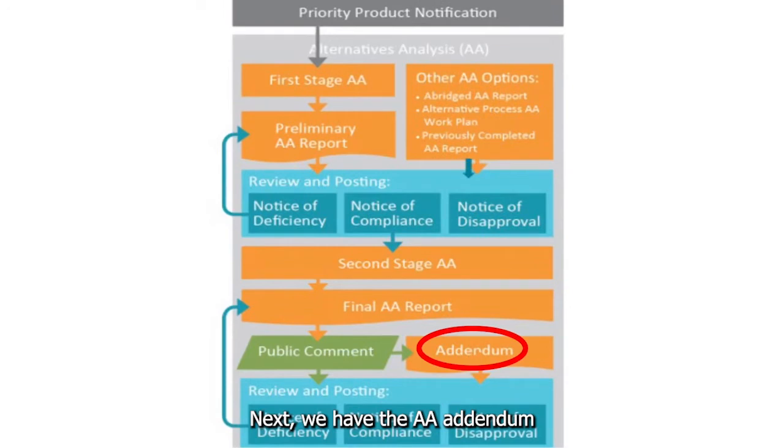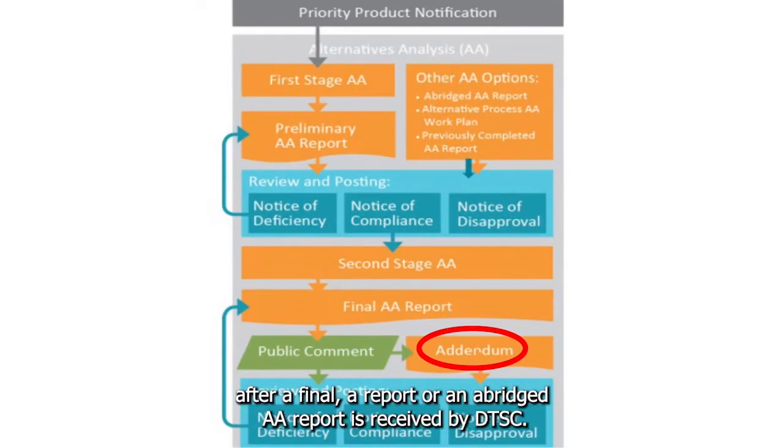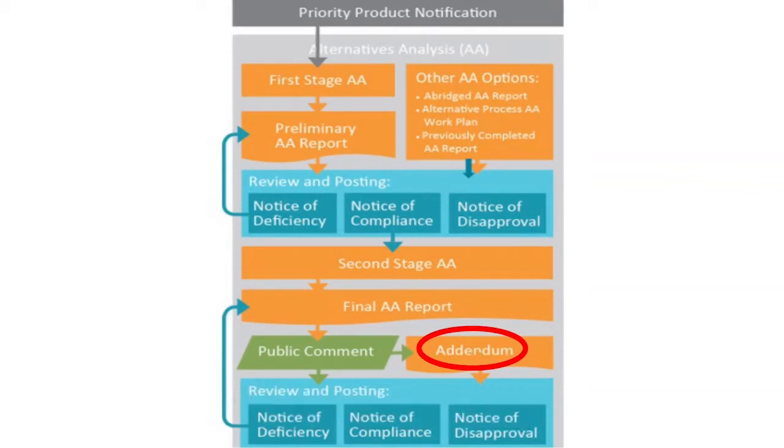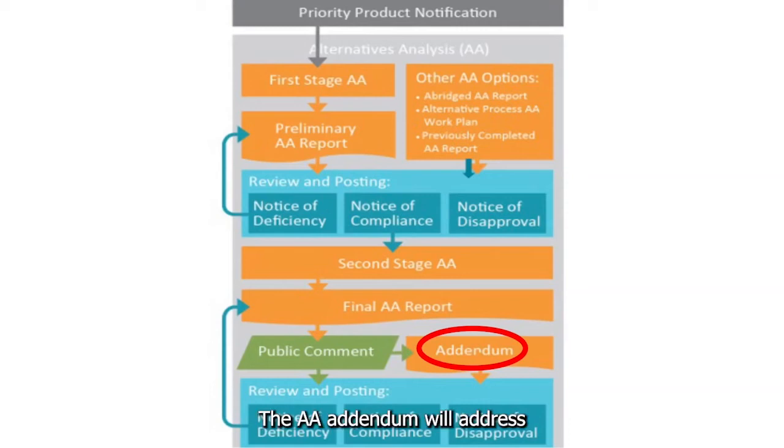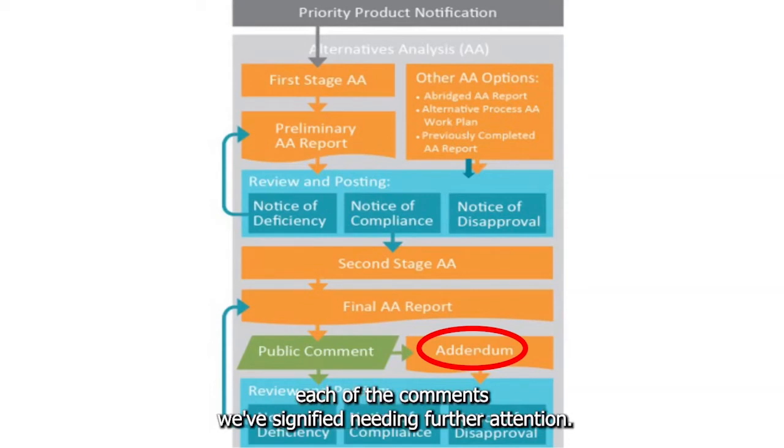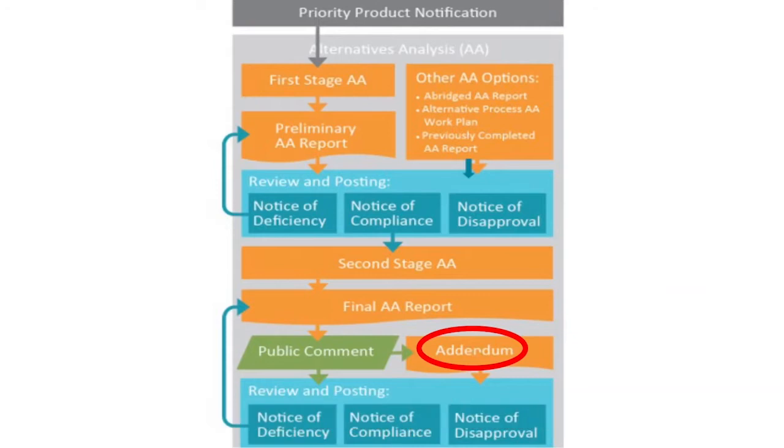Next, we have the AA addendum. After a final AA report or an abridged AA report is received by DTSC, it is posted for public review and comment. DTSC will review the issues raised in the comments and determine the ones that require further attention. The AA addendum will address each of the comments we've signified needing further attention.